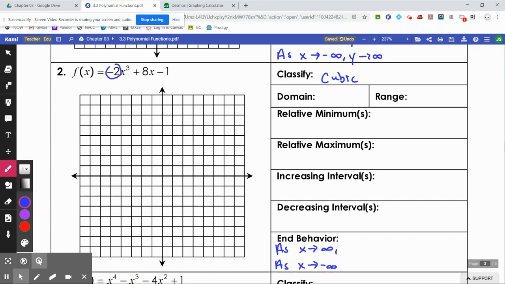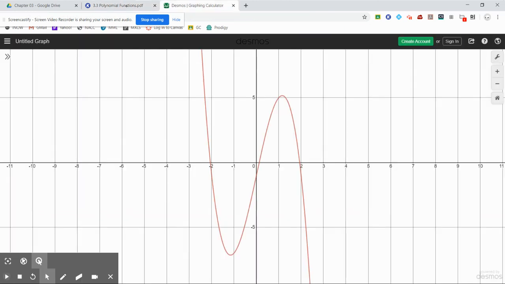As we go to the right on our graph it should go down. As we go to the left on our graph it should go up. The domain for every one of these polynomial functions will always be negative to positive infinity. There should be no discontinuities. Let's take a look at the graph. Okay, here is our graph, and it is exactly what we thought it would be.